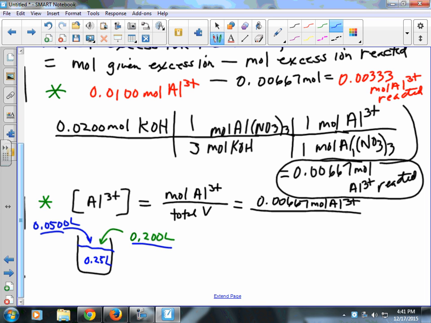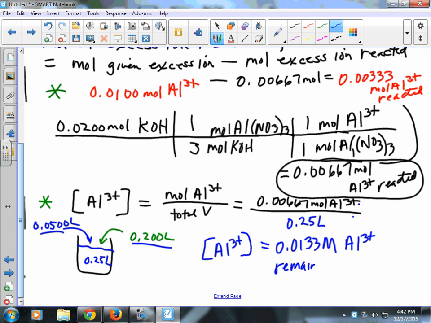So we come over here and we put that total volume in the denominator. And that gives us the concentration of our excess ion remaining in solution. Take top divided by bottom, this divided by this, and we get 0.0133 molar aluminum ion remaining in solution. Okay, that is the second bonus question, which you would have to apply to your reaction.